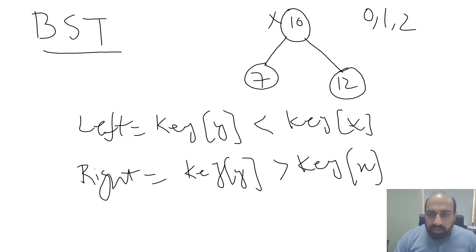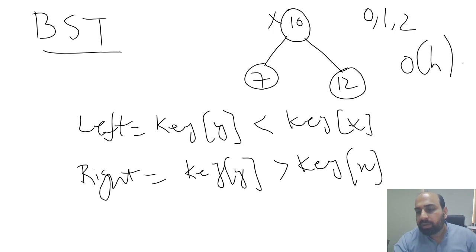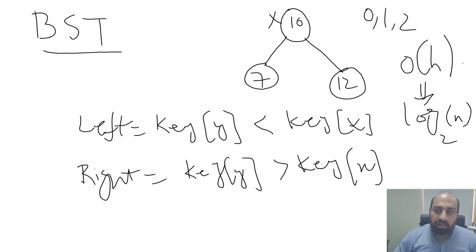And in a binary search tree, all the operations are performed in order of h time, right? What is order of h? This is nothing but a log of n with base 2. How it is log of n base 2, if you are interested to know, we'll discuss it in a few seconds.